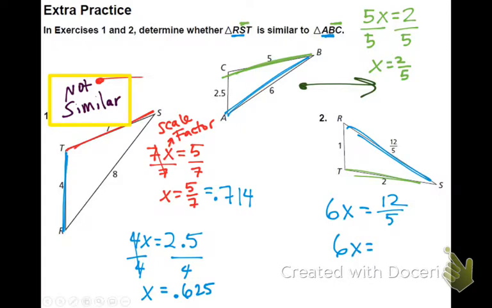So 12 divided by 5. 2.4. Now divide it by 6. 0.4. So at first it looks like they don't match, but aren't fractions the same thing as decimals? Figure out what 2/5 is as a decimal. It's the same as 0.4. So right now we have 2 of them that are matching. We just need to confirm that the last side lengths match.